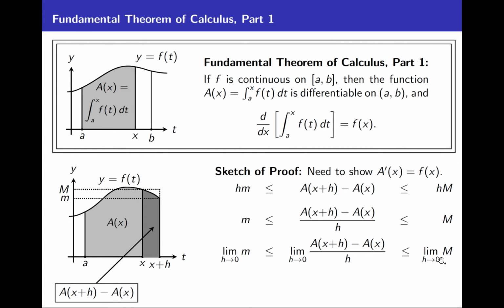So if we take the limit as h approaches 0 of little m, and the limit as h approaches 0 of big M, then the limit as h approaches 0 of A of x plus h minus A of x divided by h lies between those two values. That comes from this previous line that holds for all values of h. So when we take the limits as h approaches 0 of these three quantities, the limits obey this relationship.